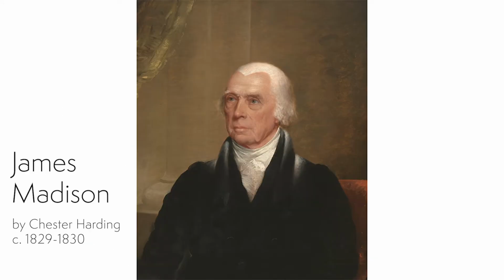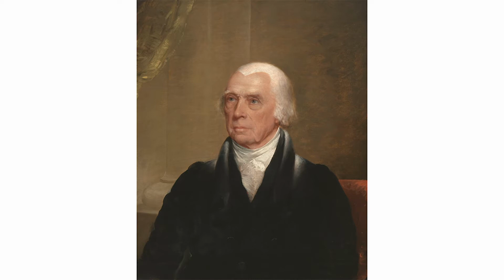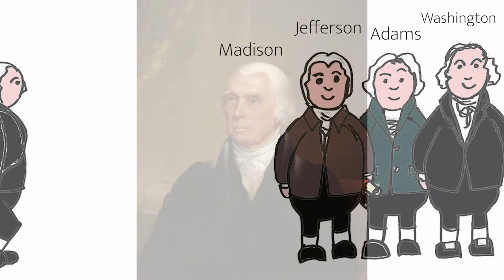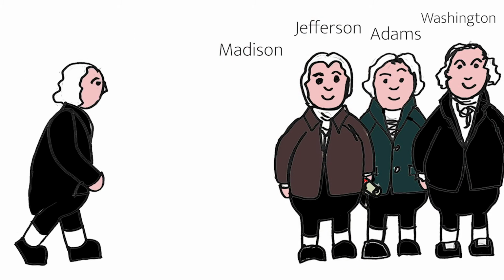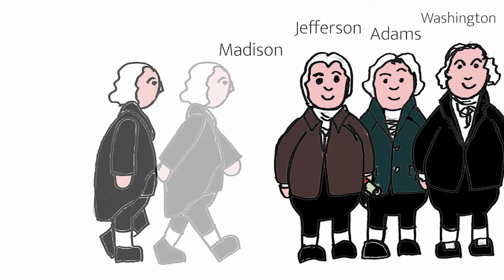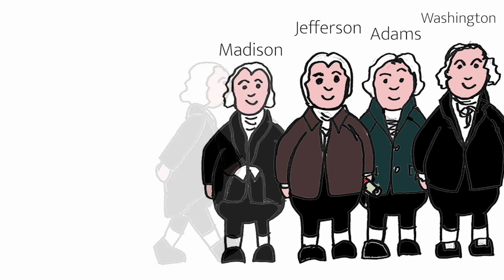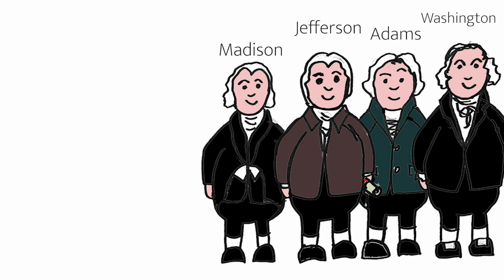James Madison shepherded the Constitution through to ratification and collaborated with Alexander Hamilton and John Jay in the publication of the Federalist Papers. As a member of the House of Representatives, he sponsored the first 10 amendments to the Constitution called the Bill of Rights.